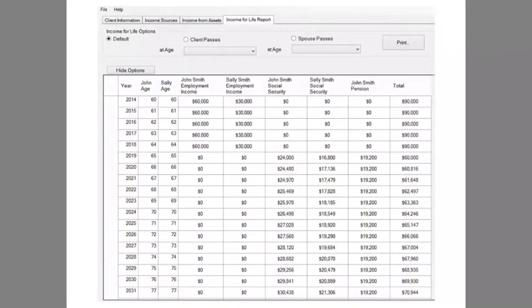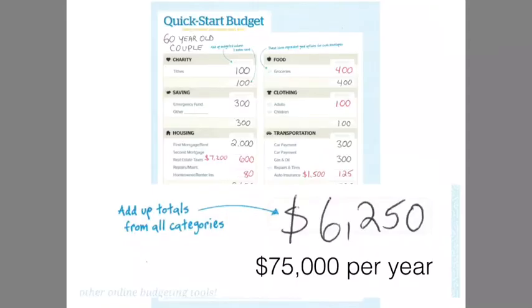So we gather up all that information and enter it into our software. And this is what the income assessment looks like. It's all of your streams of income for the rest of your life on one easy-to-read page. And if we go back to the budget that they filled out, we know that they're expecting their expenses to be $6,250 a month or $75,000 a year when they retire.